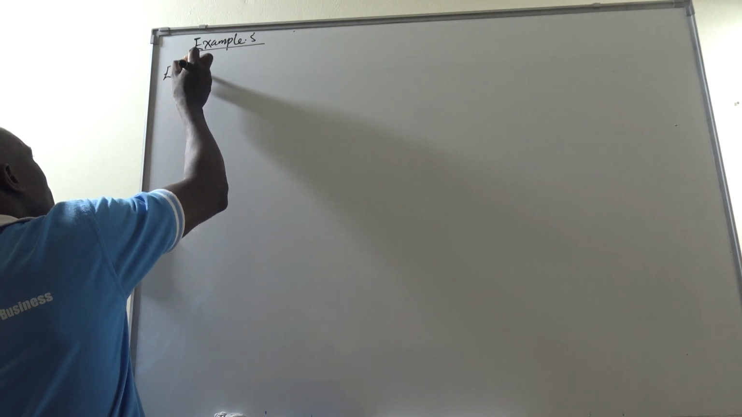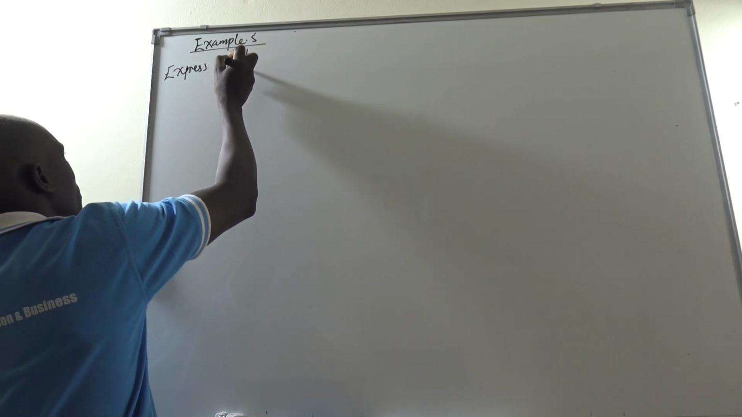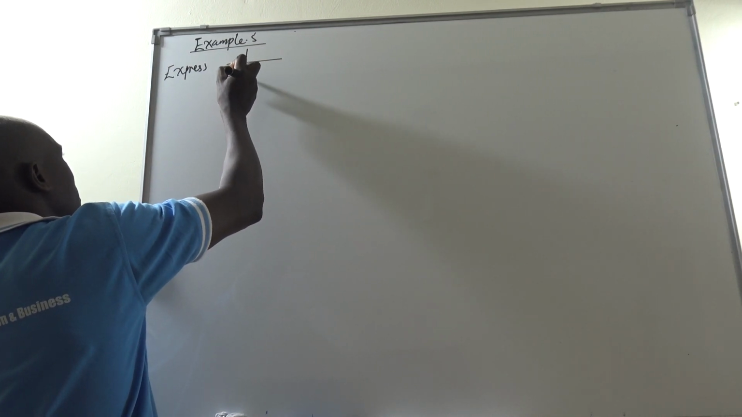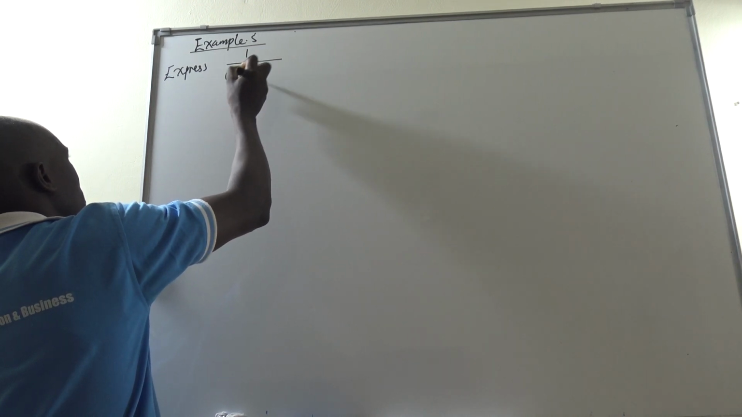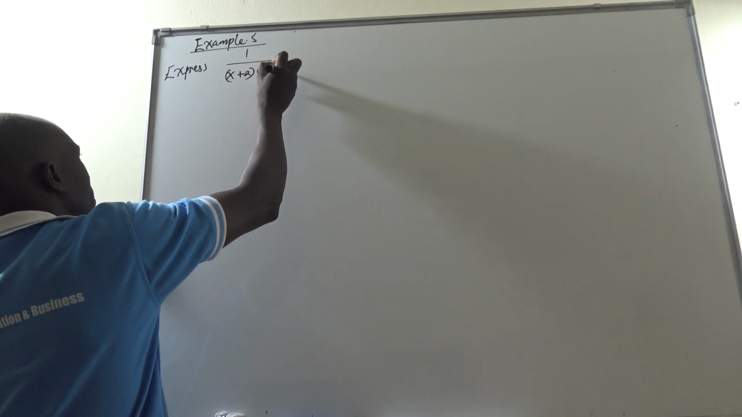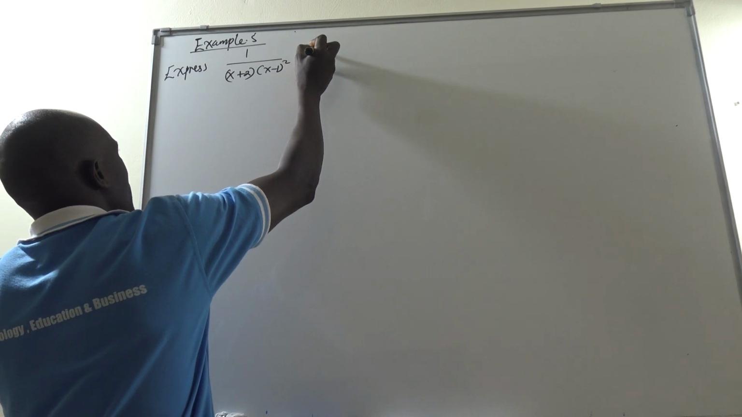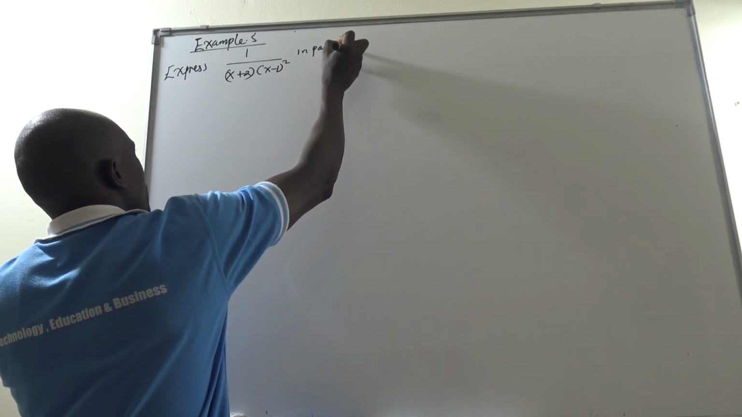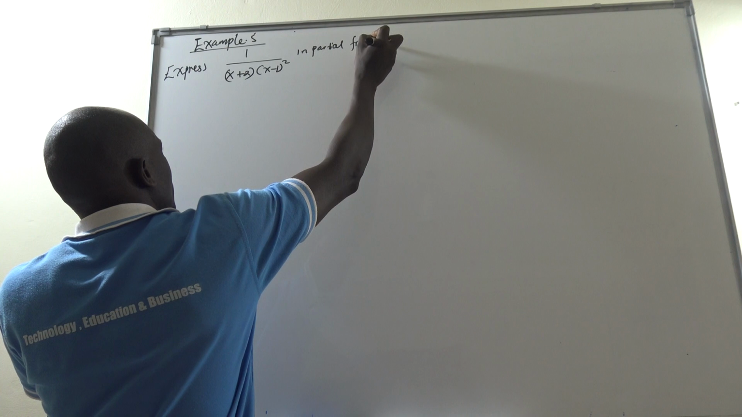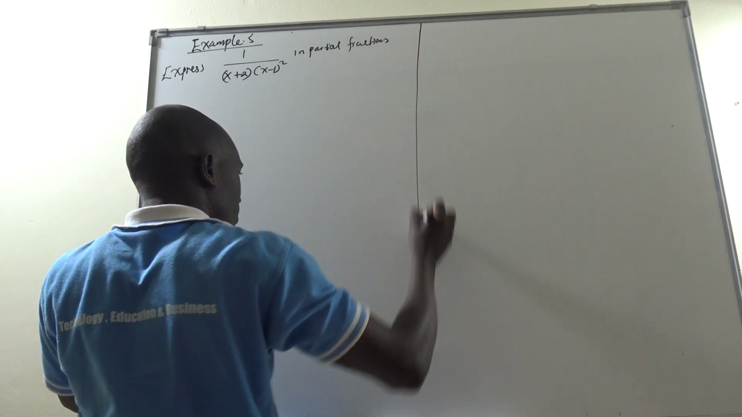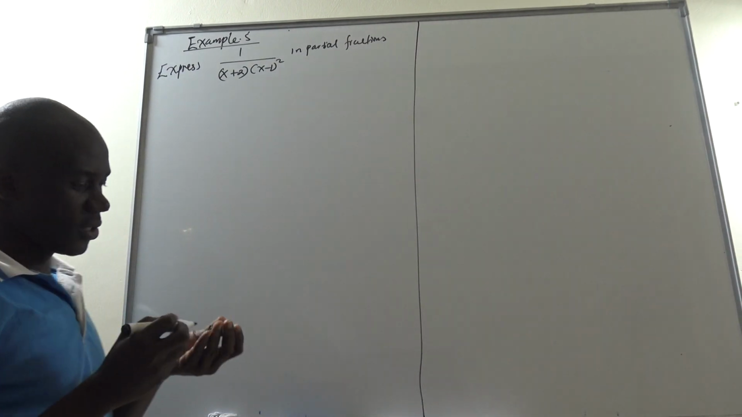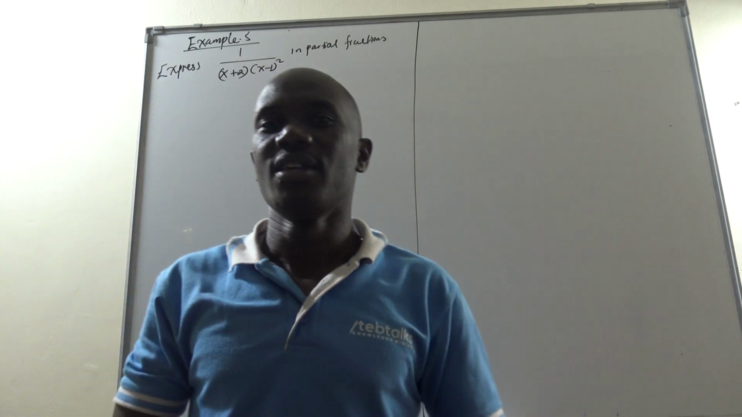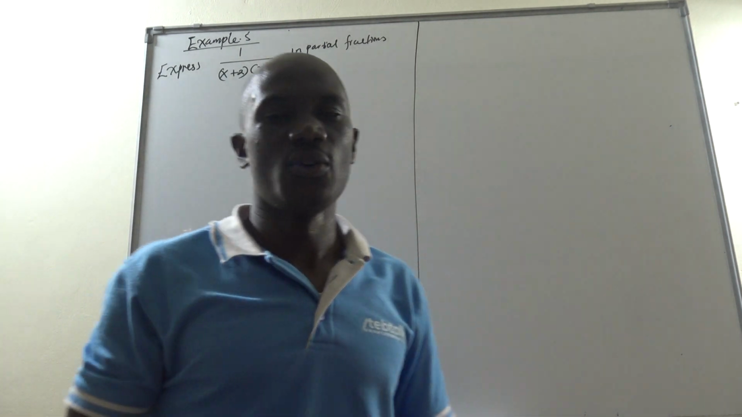Express 1 all over (x + 2)(x - 1) squared in partial fractions. So I want to express that number into the partial fraction.